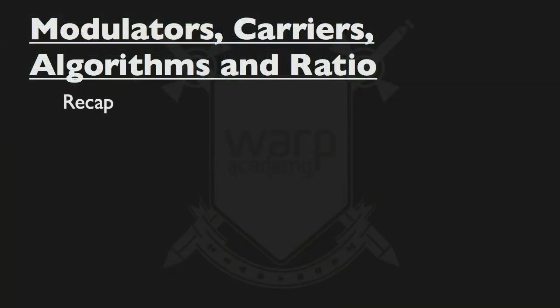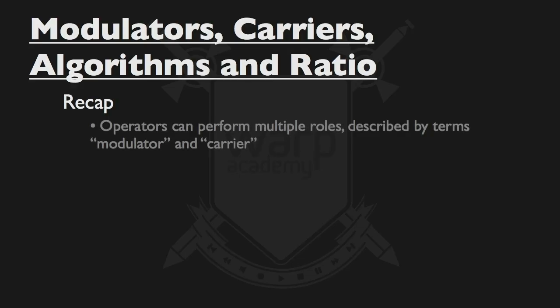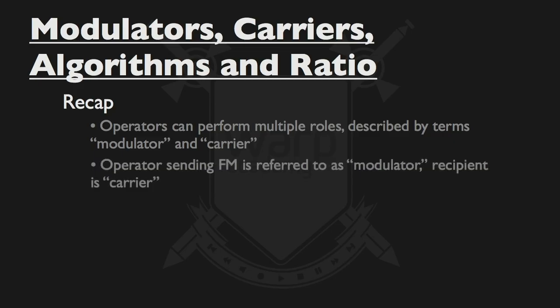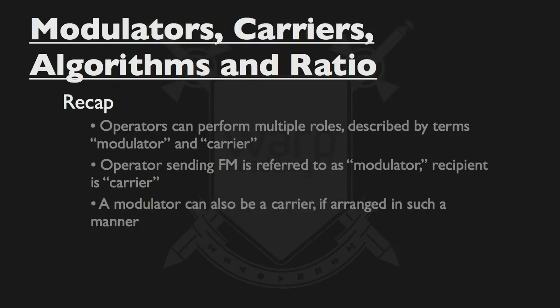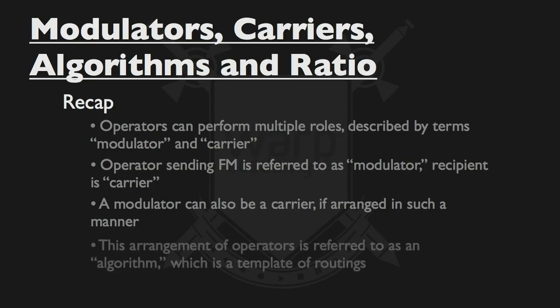So to recap, operators in FM synthesis can take on multiple roles, described by the terms modulator and carrier. In most circumstances, when an operator is performing FM on another operator, the first is referred to as the modulator, and the second, the recipient, is referred to as the carrier. Sometimes a modulator can also be a carrier, though, depending on the configuration of the operators and their output. These configurations can be dialed up quickly through the use of algorithms, which are arrangements of routing similar to a template, and are represented often by block diagrams.